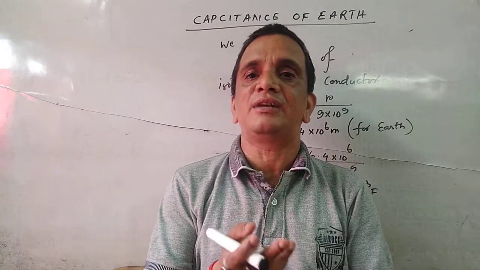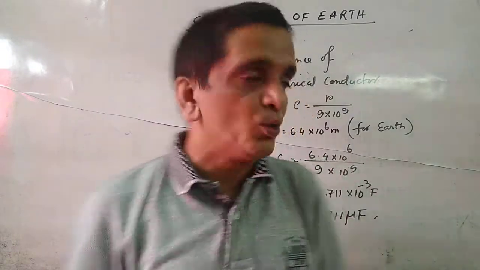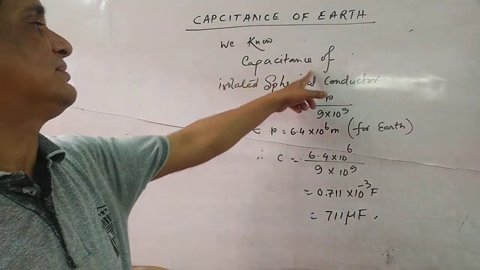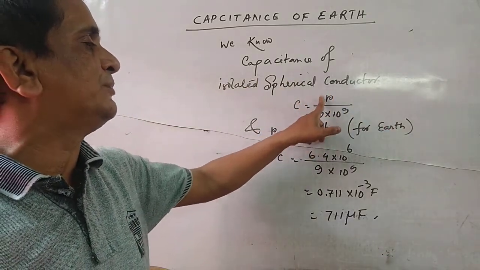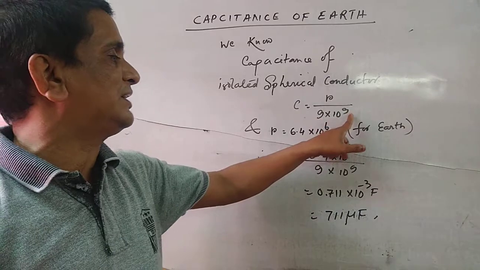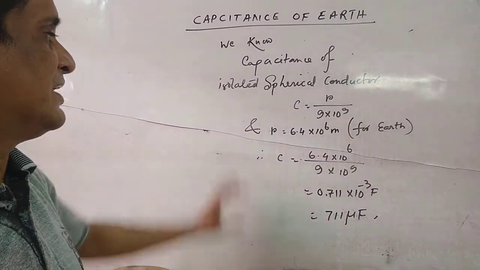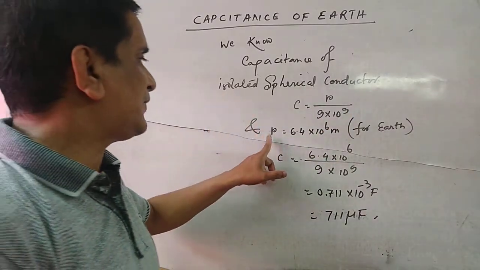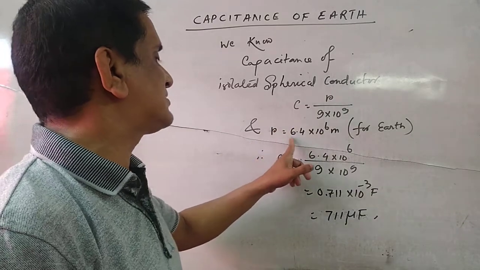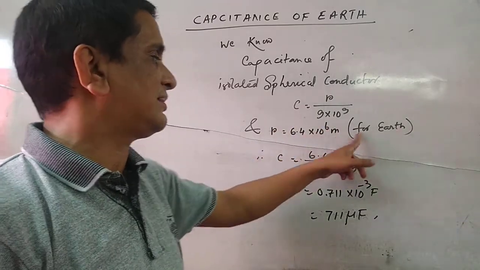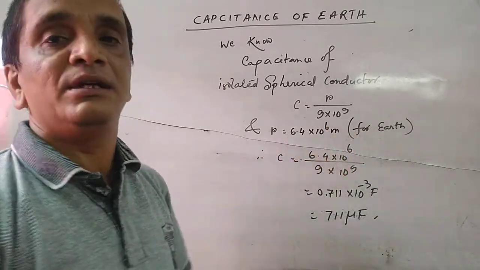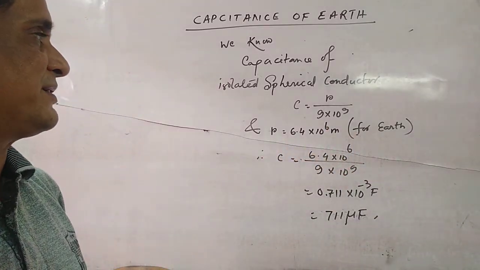So we are going to find out the capacitance of the Earth, that isolated capacitor. We know the capacitance of an isolated spherical capacitor is given by C equal to R by 9 into 10 to the power 9. And the radius for Earth is how much? For Earth, the radius is 6.4 into 10 to the power 6 meter.